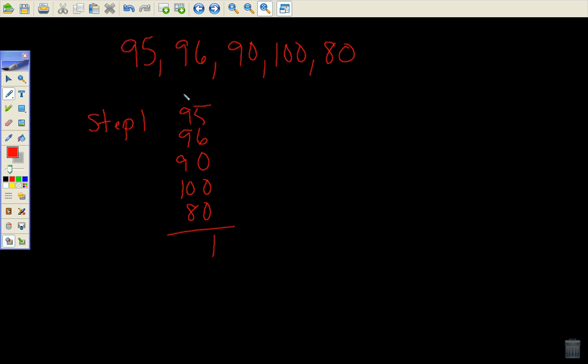So I have 11 ones. I can't have that, so I have to regroup. There's 18. Another 9 is 27. 28 plus 8 would be 36. And then I have 400. So I have 461 as my sum.